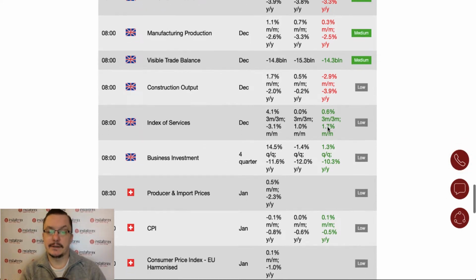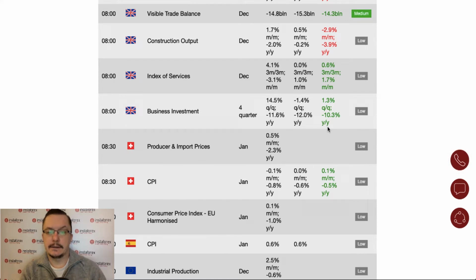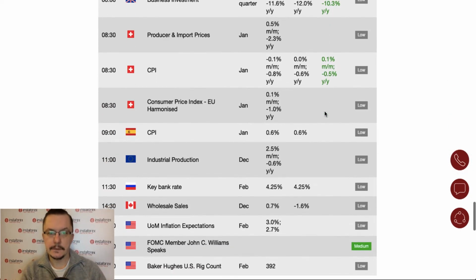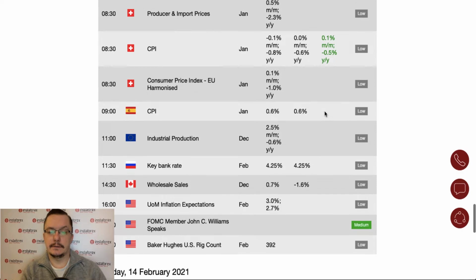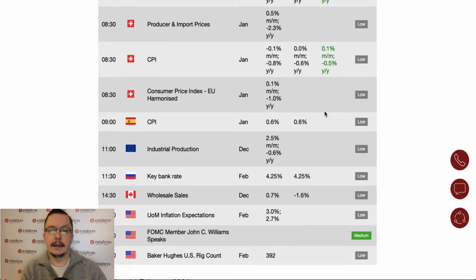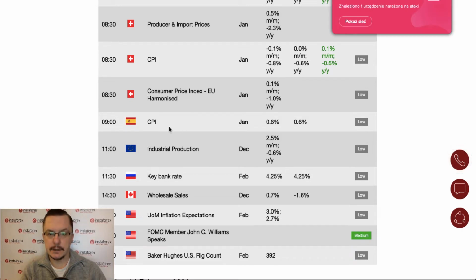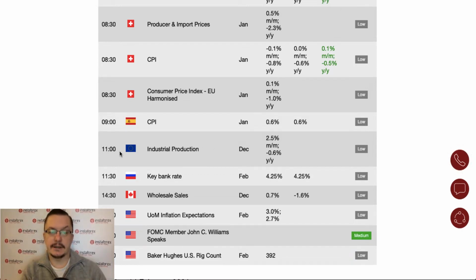The index of services almost doesn't exist in the UK, and the business investment is 1.3% versus 14.5% for the fourth quarter. So this is again around a 13% decline. Another important data, I can't see any. We got some CPI from Switzerland, which is 0.1% versus 0% basically. So there's a slight spike in the CPI, in inflation in Switzerland. Industrial production data from the Eurozone will be released at 11 o'clock.